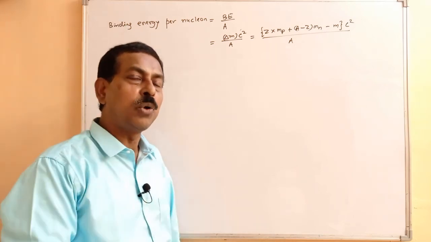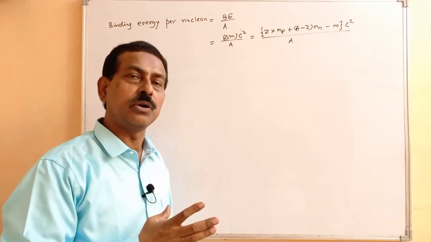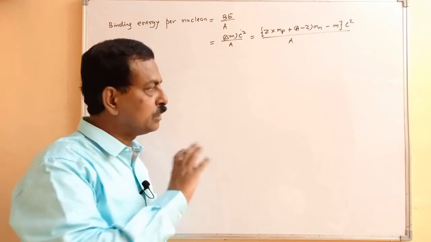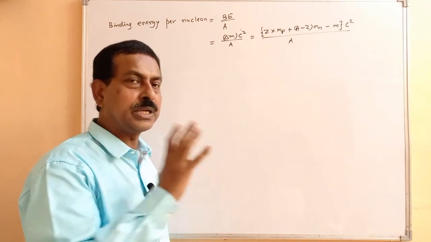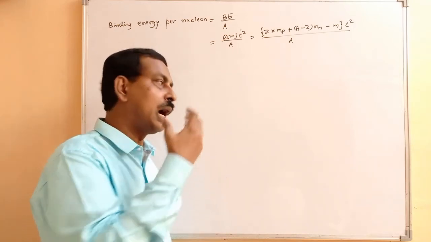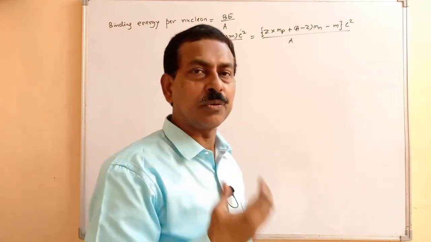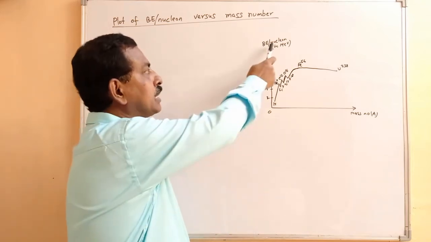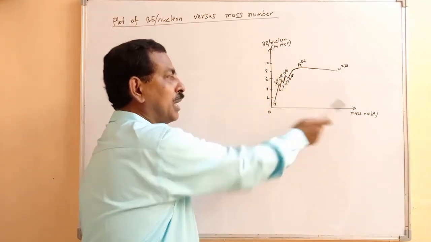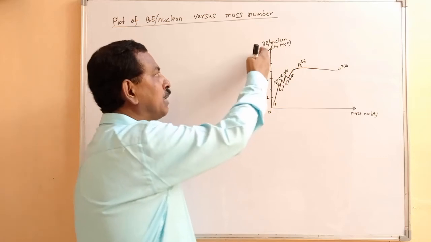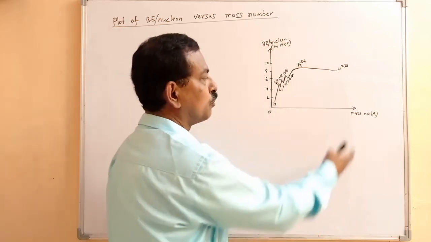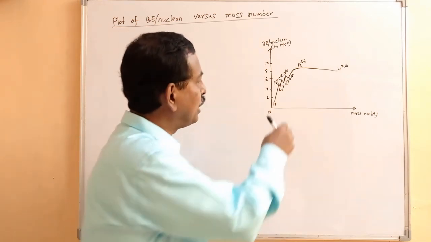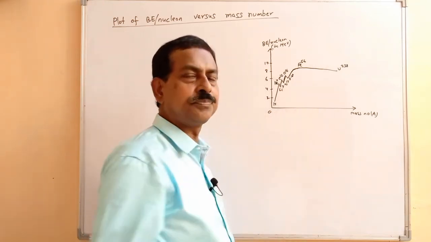We have the plot of binding energy per nucleon versus mass number. And if you see that particular plot, we can get many inferences and much information from that graph. This is the plot of binding energy per nucleon with mass number. We have plotted binding energy per nucleon in mega electron volt, and here we have the mass number of the nucleons. We find the plot is like this.